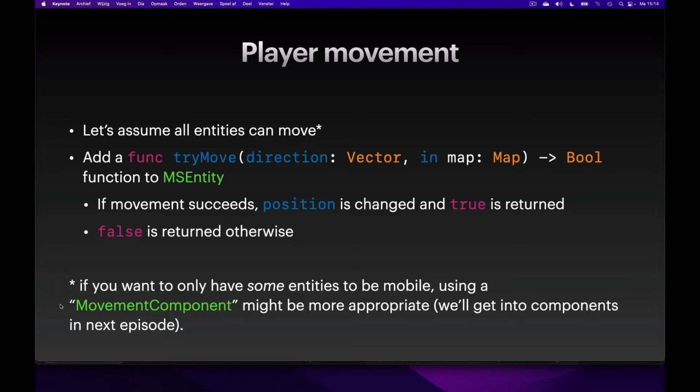So you could create something like a movement component and attach it only to those entities that are able to move. But for now we'll assume they all can move, and we'll do that by implementing a function called tryMove that takes a direction and a map and then returns whether the movement was successful or not. And if it's successful, it also changes the position of the entity.